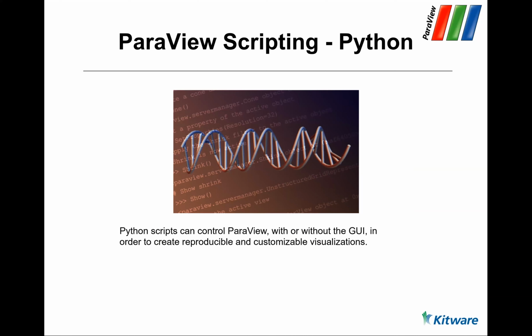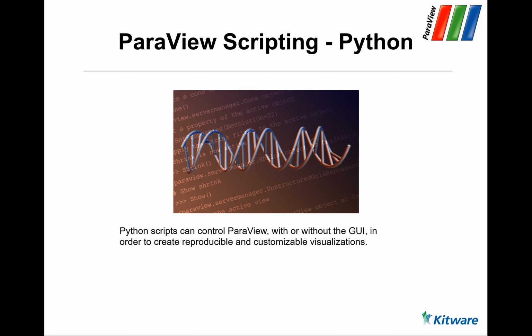ParaView supports scripting using Python. So instead of using the interface to build your processing and visualization pipeline, you can do the same thing in Python. And this allows you to produce images and produce visualizations in batch mode. This is helpful if you have a series of images that you have to process in a similar way. A script will help you do that.